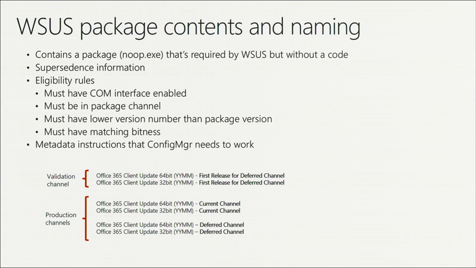So Office will always look for that newer version out there. When it finds a number that's higher, then it will kick off that update. Lastly, you must have the matching bitness or architecture versions, so 32-bit for 32-bit and 64-bit for 64-bit.